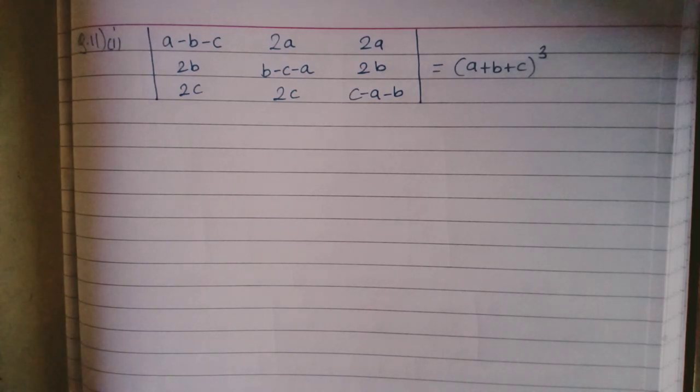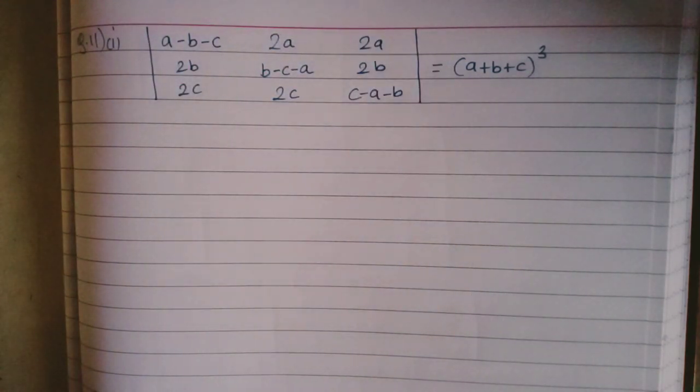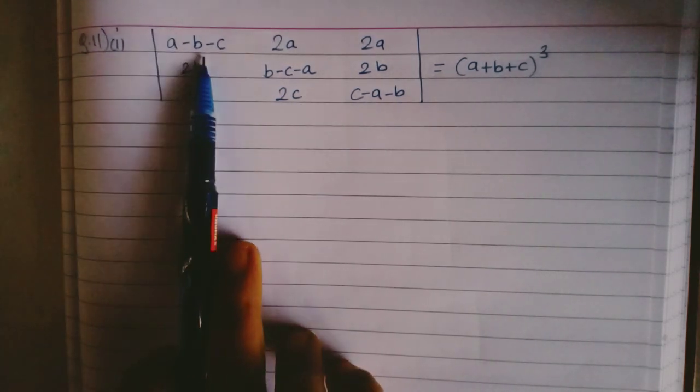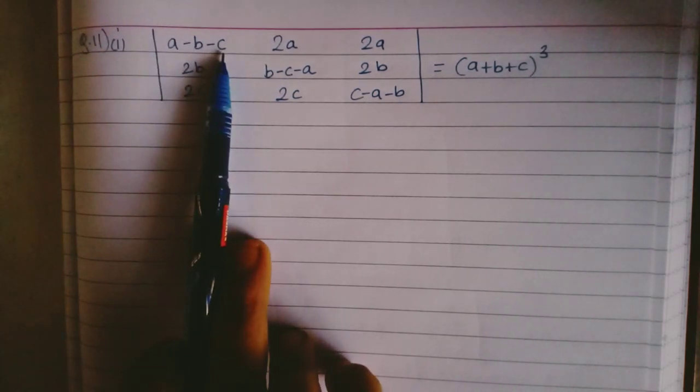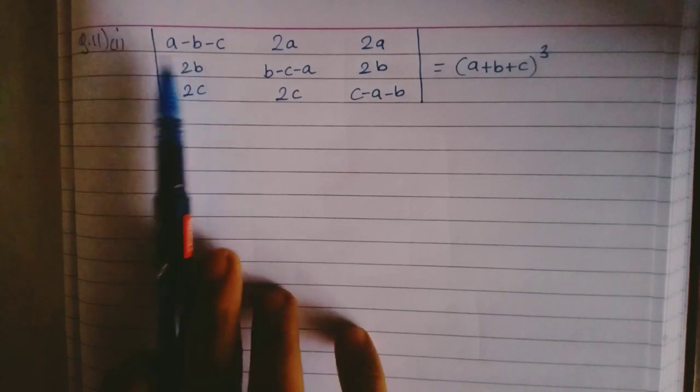Hello students, so today we will continue with exercise 4.2 question 11. First one, you have to prove this determinant to be equal to this. So if you want a plus b plus c, if I add this a minus b minus c and 2b plus 2c, then I'll get a plus b plus c, right?